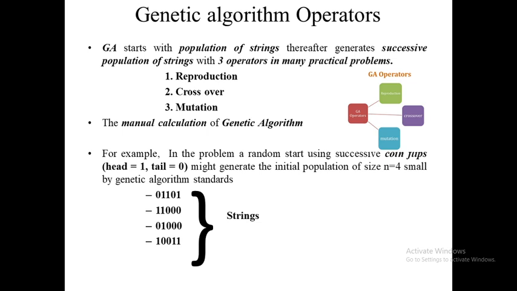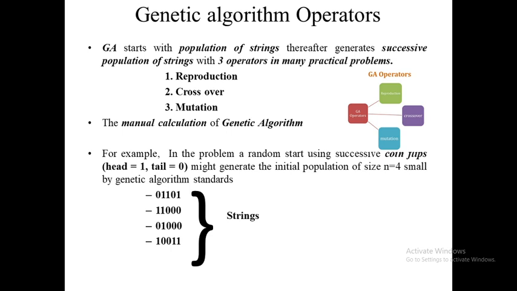The GA starts with a population of strings, thereafter generates a successive population of strings with the three operators in many practical problems. Generally, the genetic algorithm starts with coin flips. For example, if you toss a coin, we may get head or tail. If we get the head, we assign the variable 1. If we get tail, we put the numerical variable 0. So that 1 and 0 combination we make through coin flips.